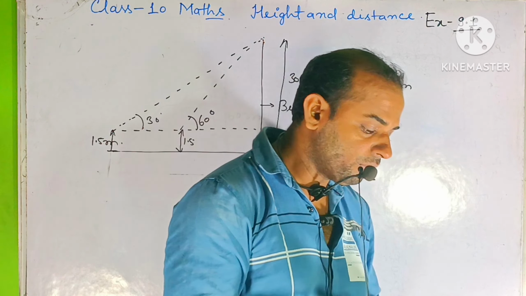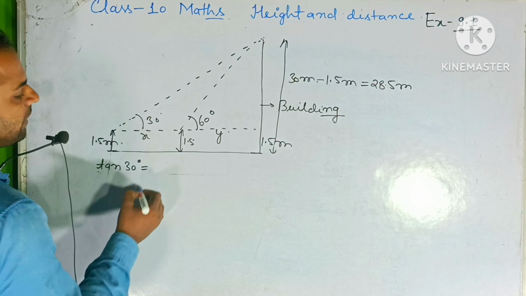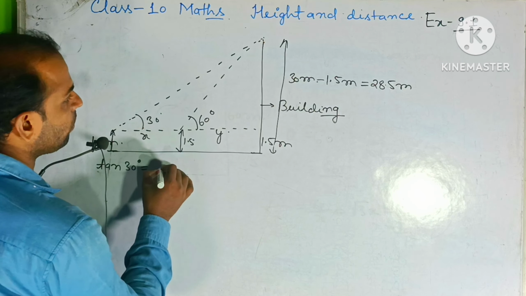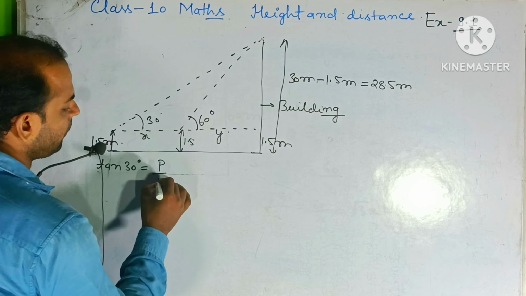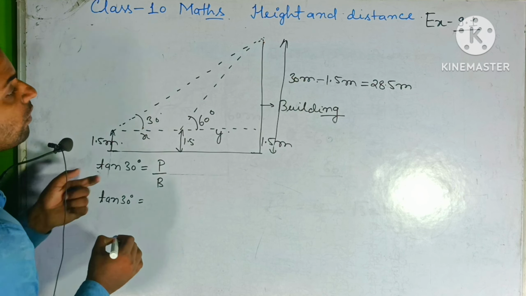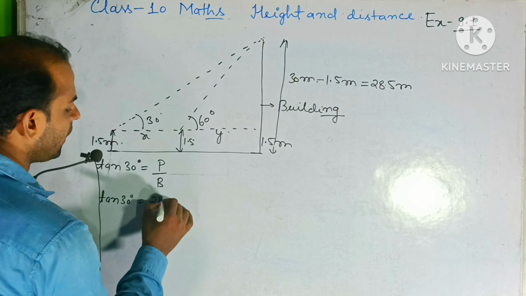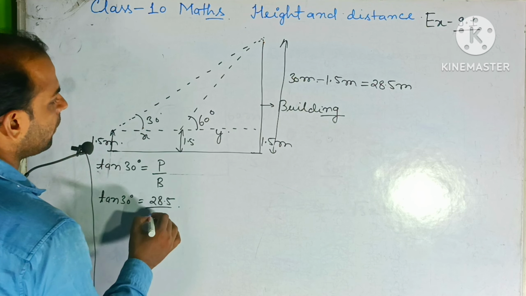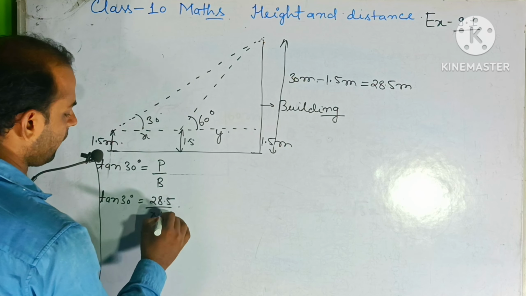Now we will use two equations, one from this triangle and second from this one, and we will try to solve the question. Let us consider this distance x and let us consider this distance y. Now from the first one we have to take tan 30 degrees, perpendicular upon base. So tan 30 degrees is equal to, perpendicular is 28.5, and base I have taken as x plus y.